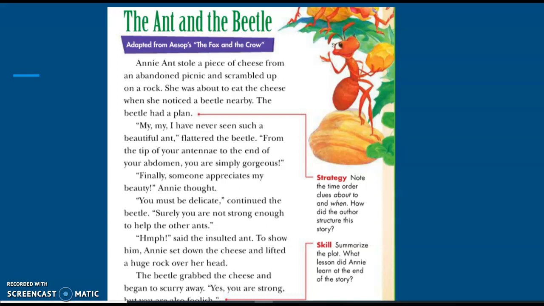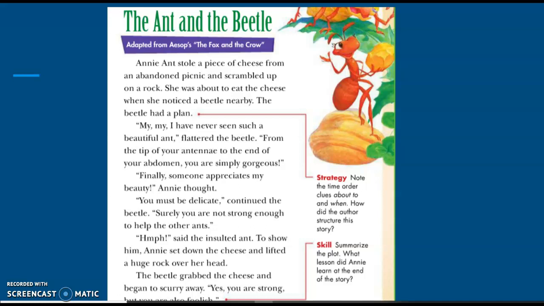"My, I have never seen such a beautiful ant," flattered the beetle. "From the tip of your antenna to the end of your abdomen, you are simply gorgeous." "Finally, someone appreciates my beauty," Annie thought. "You must be delicate," continued the beetle. "Surely you are not strong enough to help the other ants." Said the insulted ant. To show him, Annie set down the cheese and lifted a huge rock over her head. The beetle grabbed the cheese and began to scurry away. "Yes, you are strong, but you are also foolish."